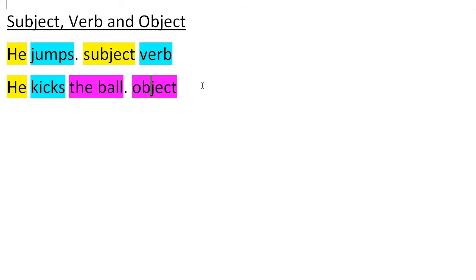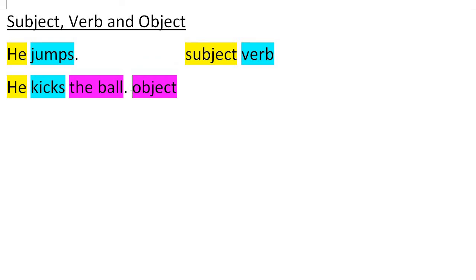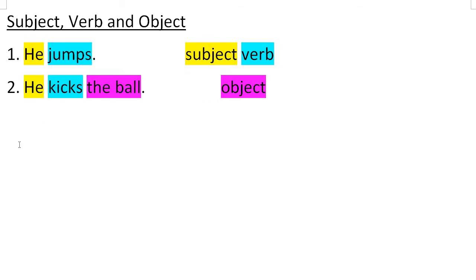Now, how do I know this? How do I know these things? How am I able to recognize them? That's what we're going to talk about today. So, the first thing is quite simple. When I want to know what the subject is, I need to have the verb first. So let's look at number one, you've got to find the verb first.